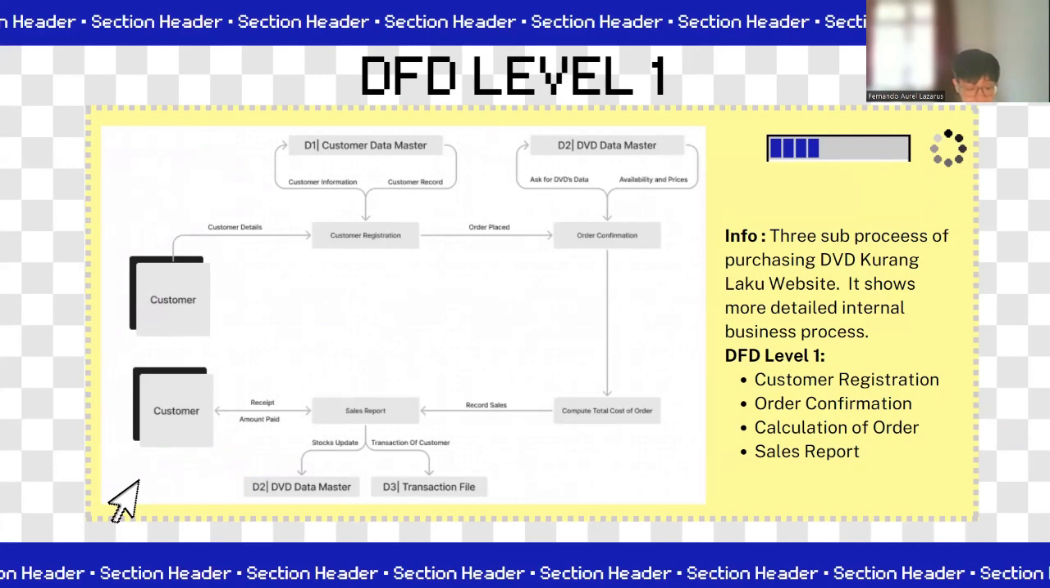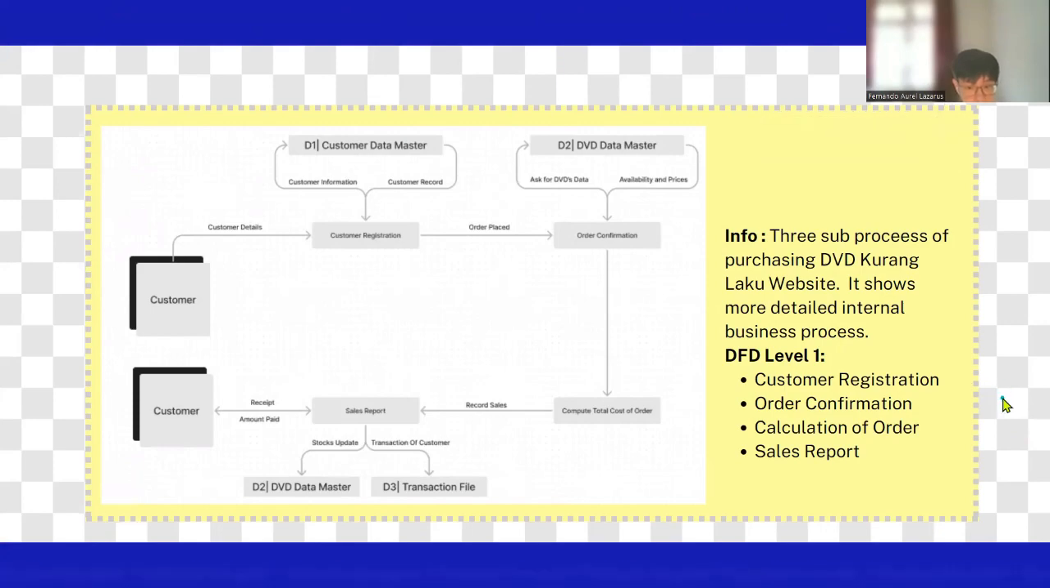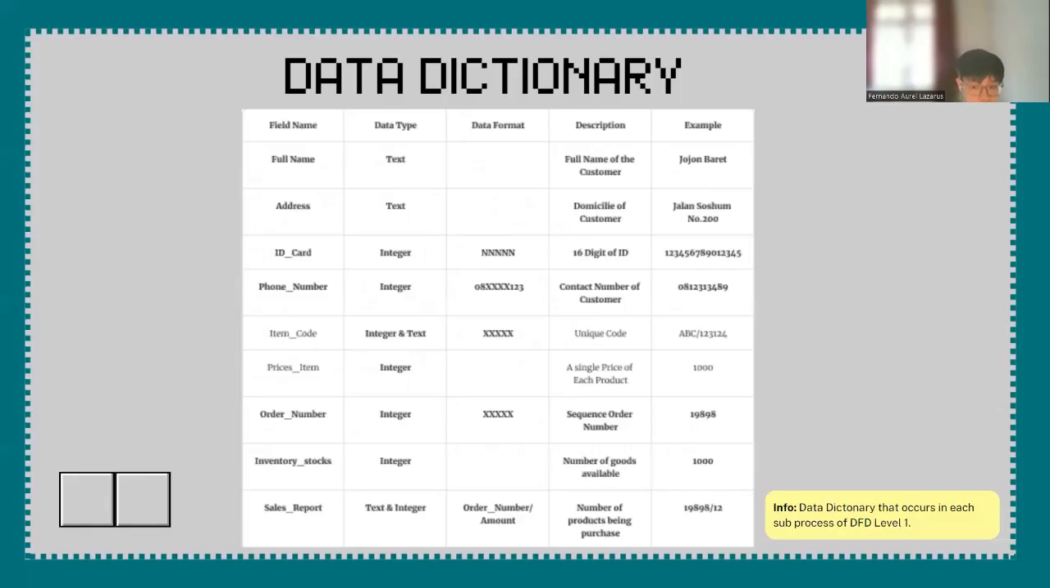Next. So these are the data dictionary entries that occur in each sub-process of DVD Kurang Laku. For example, in the customer registration, there will be a full name, address, ID card, phone number, and so on. Next.